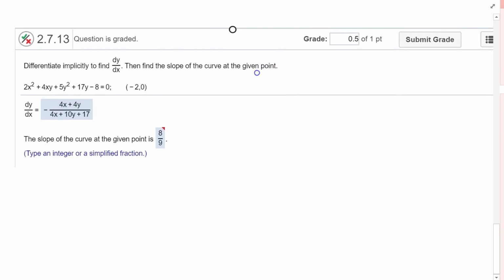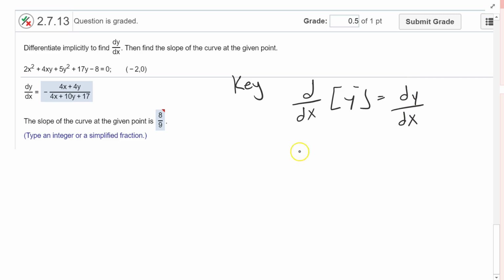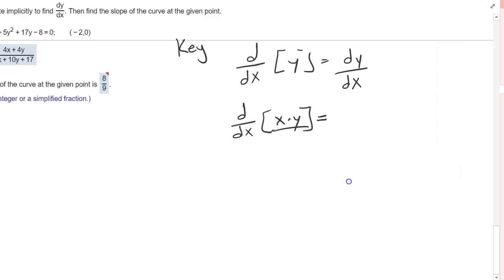The next question here has to do with implicit differentiation, and the key for implicit differentiation is when you take the derivative with respect to x of a function of y, that is actually dy over dx. You have to be really careful when you're taking a function with respect to x of x and y, where y is a function of x. You have to use the product rule.